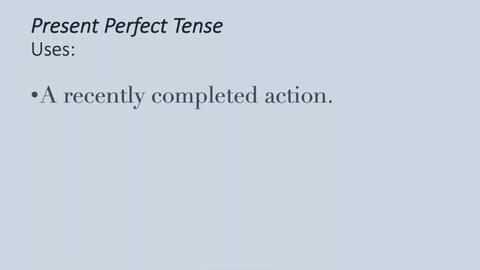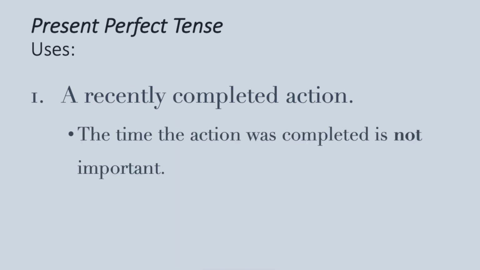The timeline for present perfect isn't as clear as the verb timelines usually are. This one can change depending on the meaning. Here are some ways we use the present perfect. We use the present perfect to talk about a recently completed action. Note that the time the action was completed is not important. If the time is important, you'll use the simple past, but more about that later.